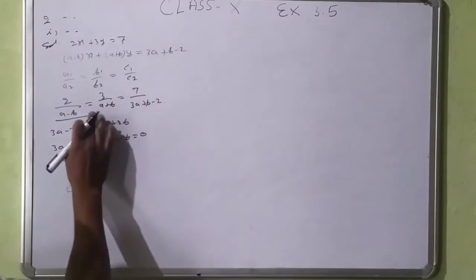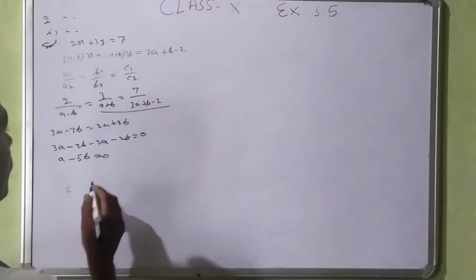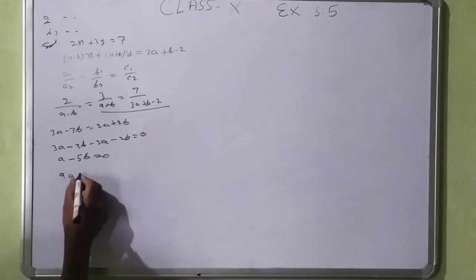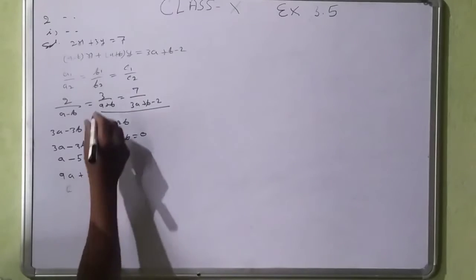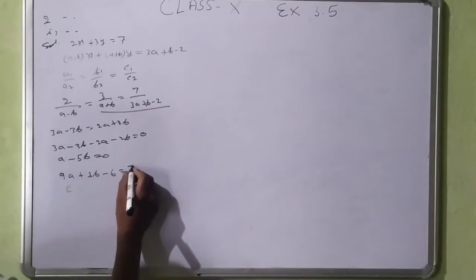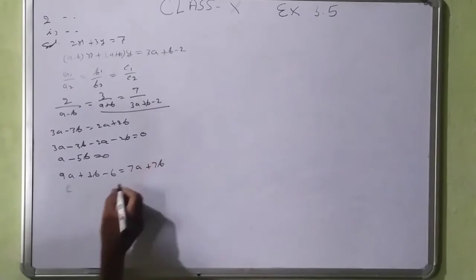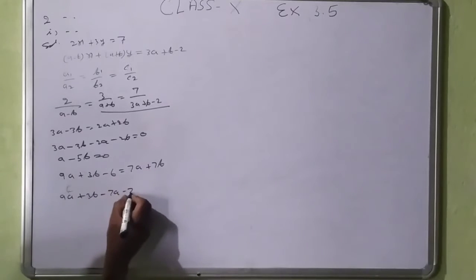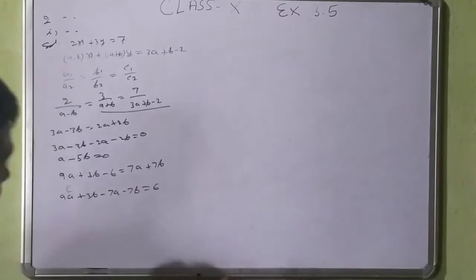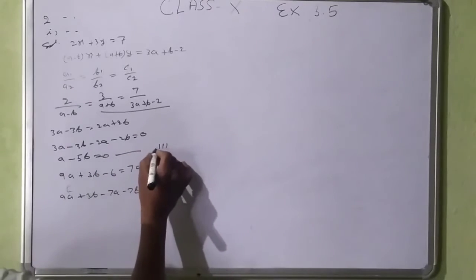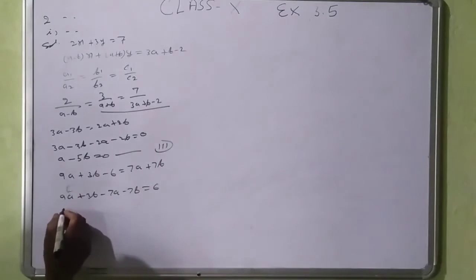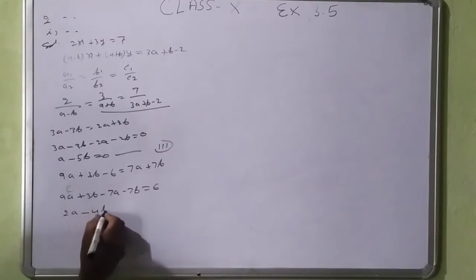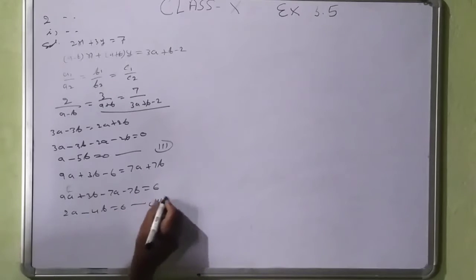Now we will take these two and cross multiply. 3 threes are 9a plus 3b, minus 3 twos are 6, is equal to 7a plus 7b. So 9a plus 3b minus 7a minus 7b is equal to 6 by the interchange. That is equation number three. So 2a minus 4b is equal to 6. This is the fourth equation.